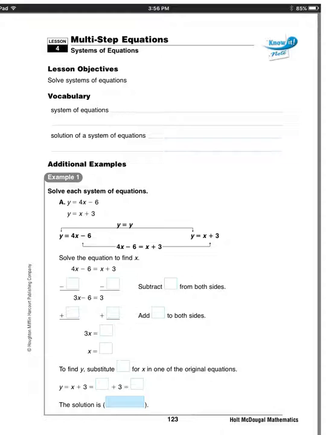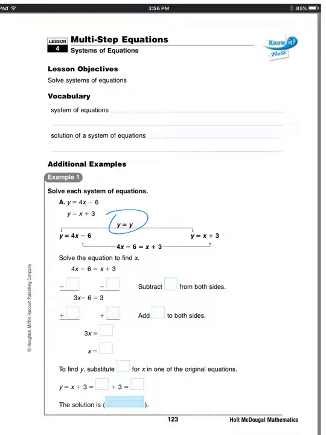So, we're going to solve each system of equations. On A, y equals 4x minus 6, and the second equation is y equals x plus 3. And what we're going to do is some substitution to find out what x and y both equal. Both of these equations are y equals something: y equals 4x minus 6 and y equals x plus 3.